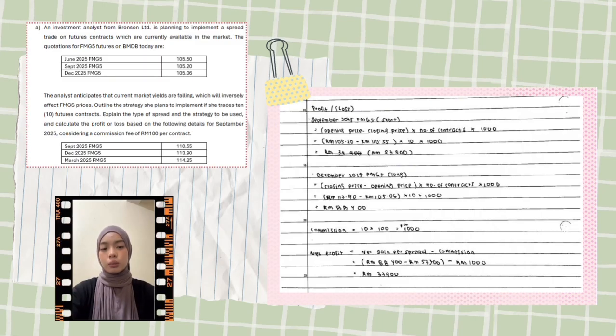calculate our total commission by multiplying the commission fee with our number of contract, which is 10. So the total commission will be 1,000 ringgit. Last but not least, we have to calculate net profit by subtracting net gain with the commission fee, because the commission fee is a fee that we have to pay. Therefore, the final answer will be 33,900 ringgit.